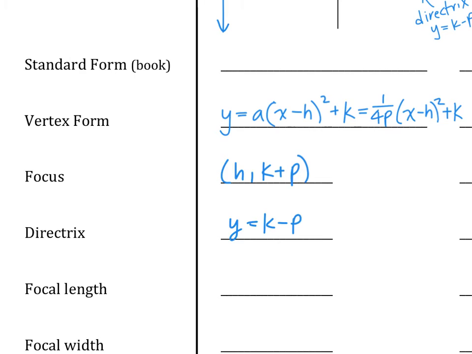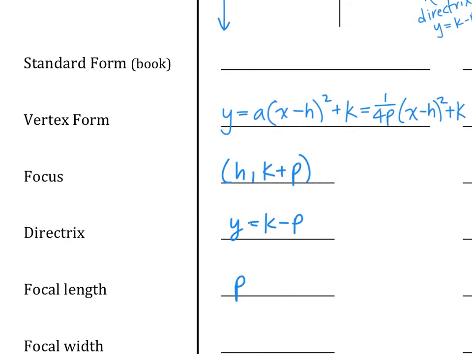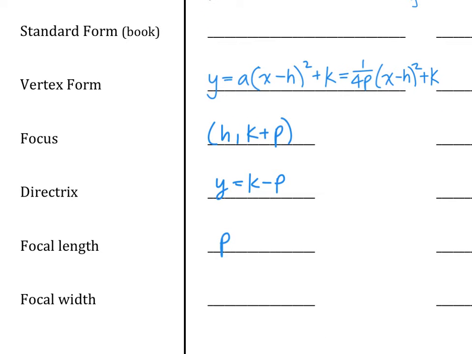All right, so let's talk about some new vocab. Focal length. Focal length means P. That's just the distance between the vertex to the focus. Focal width is going to be 4P. So it's two new words. Focal length, which is P. Focal width is 4P.